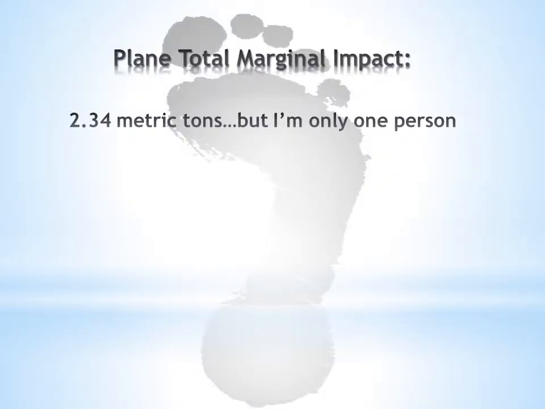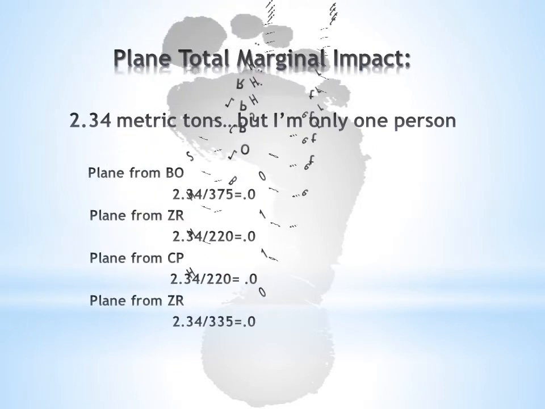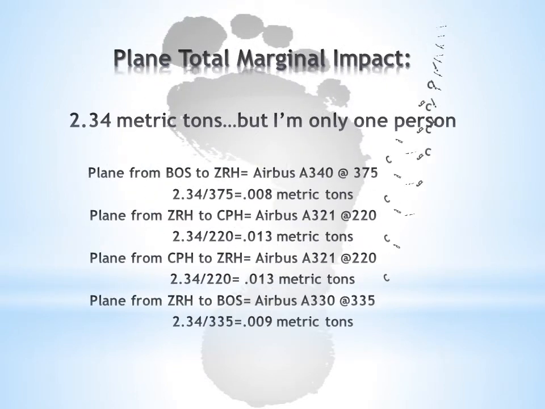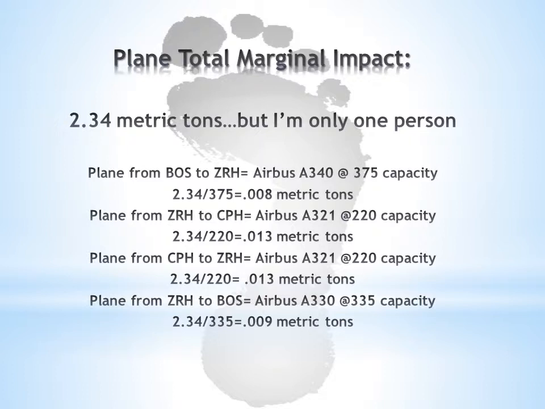The total flight footprint was determined to be 2.34 metric tons of CO2. It's important to note that I am not the only person on these flights, so I wanted to take the 2.34 metric tons of output and figure out how much specifically relates to me. The best way I found to do this was to take the information on the aircraft that we were going to be flying and determine their capacity.